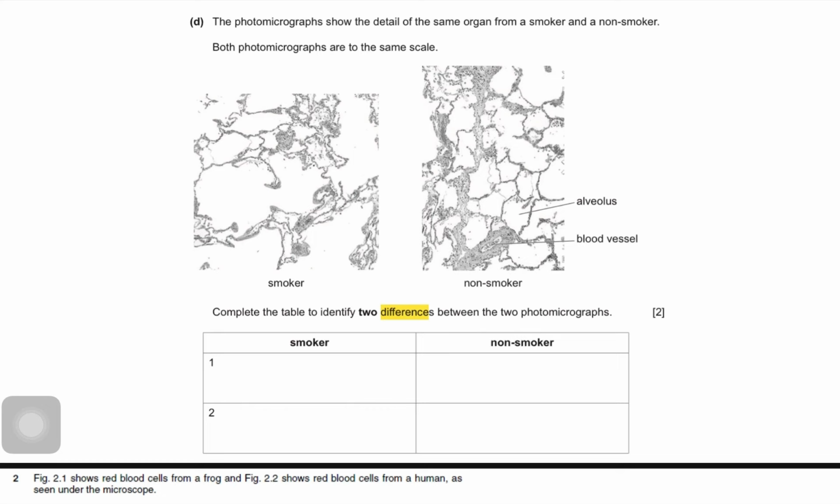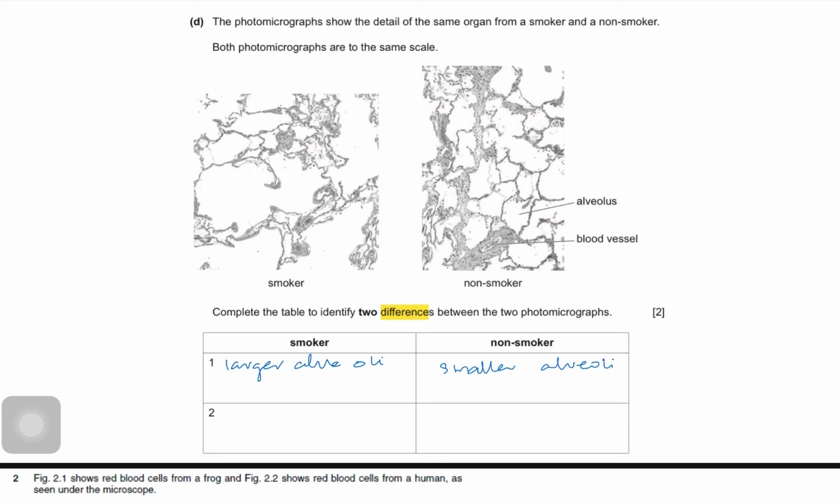So the smoker has bigger alveoli, and there are many alveoli, so they are larger alveoli. You can just dedicate one point to larger, because that is a reference to size. So larger alveoli, and you can say smaller alveoli in the non-smoker.